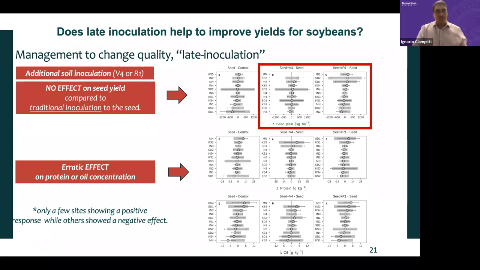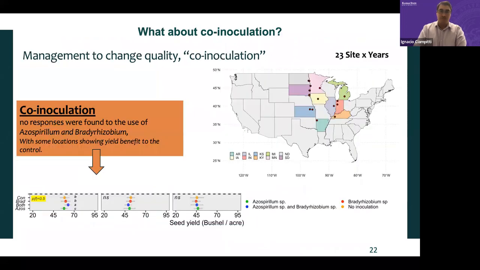So basically, having an inoculation at planting is important, making sure that in locations where you don't see any effect, or you don't have any soybean growing previously in those regions, that inoculation is done as early as possible, at planting.